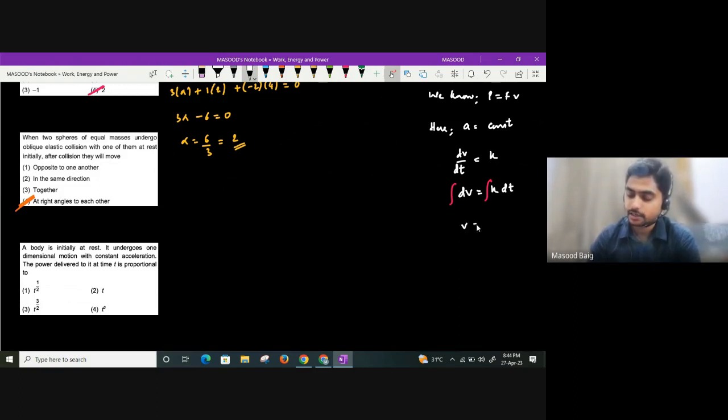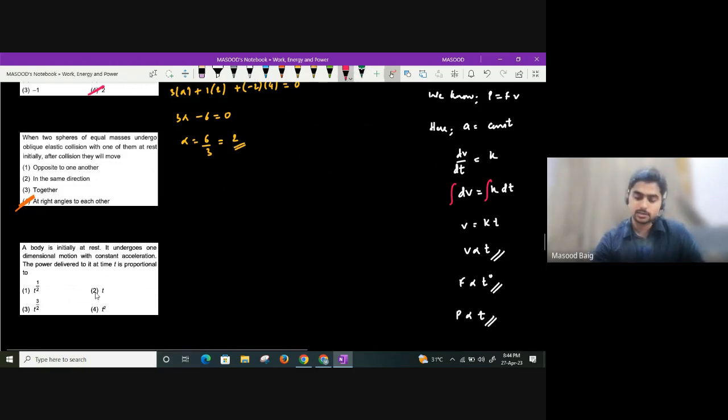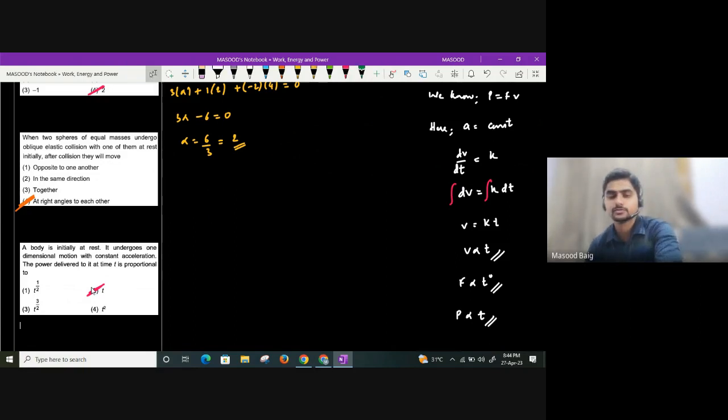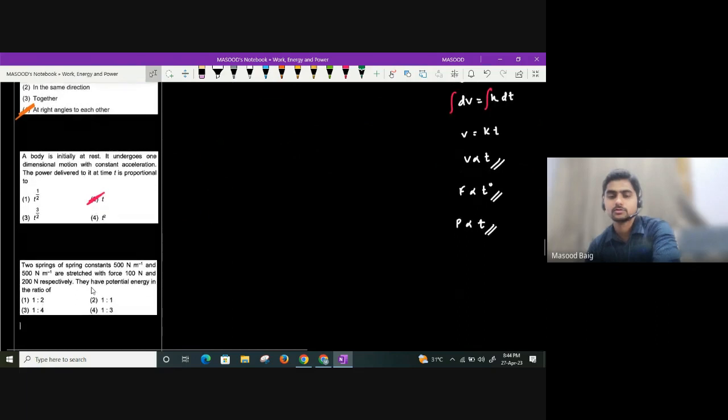Integral dv will get it as v. k is a constant. Integral dt will be t. So v you see is directly proportional to time. And what is force? It is independent of time because acceleration is a constant value. So what will power be, beta? Power will also be directly proportional to time. Direct question again. Power delivered to it at any time will be directly proportional to time, guys. Understood, everyone? Yes or no?